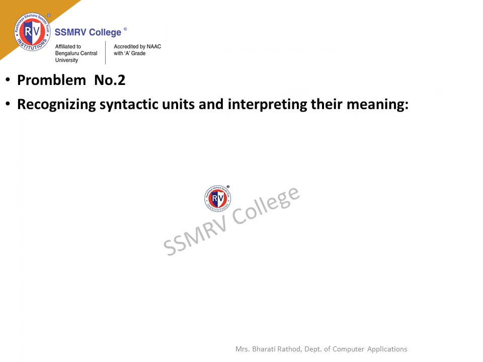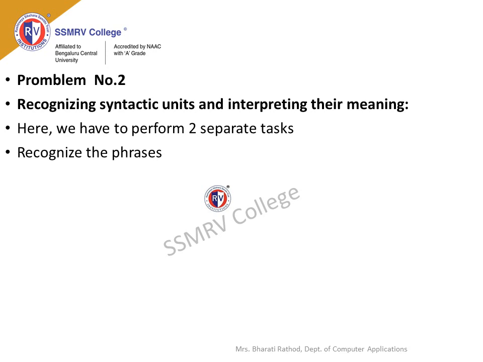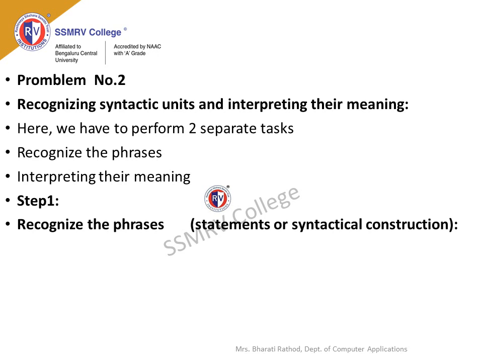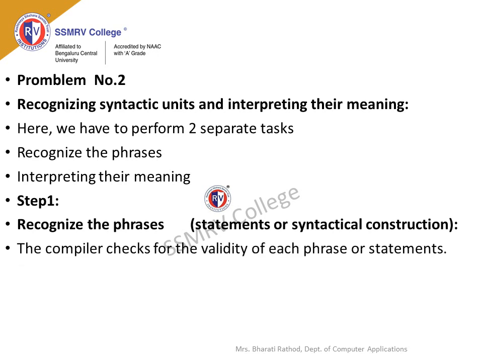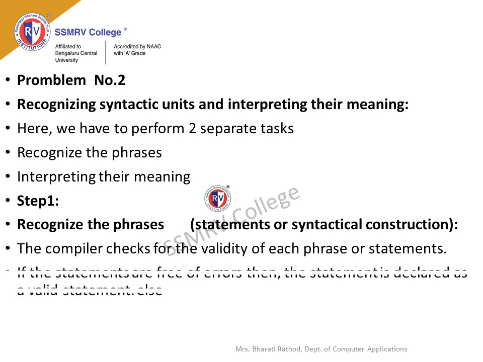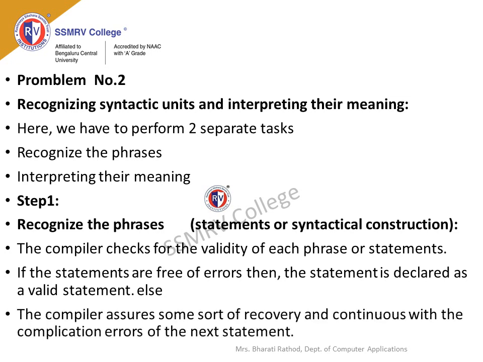Problem 2. Recognizing syntactic units and interpreting their meaning. Once the program is broken down into tokens or uniform symbols, the compiler must perform two separate tasks: recognizing the phrases and interpreting their meaning. In recognizing the phrases or statements, the compiler checks for the validity of each statement. If statements are free of errors, then the statement is declared valid. Or the compiler assumes some sort of recovery and continues with the compilation of the next statement.